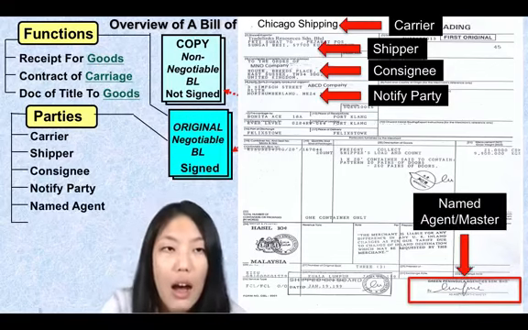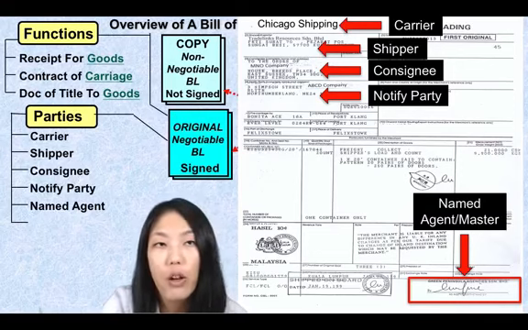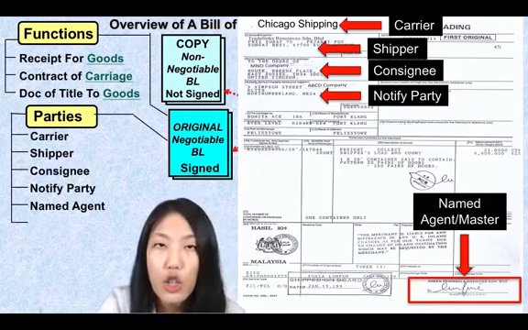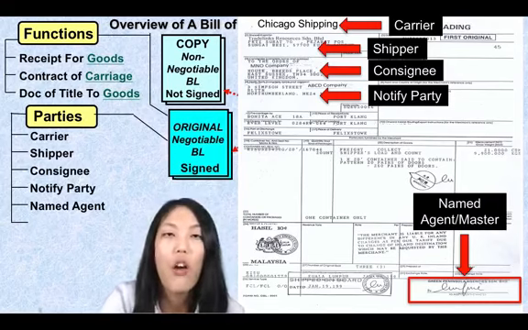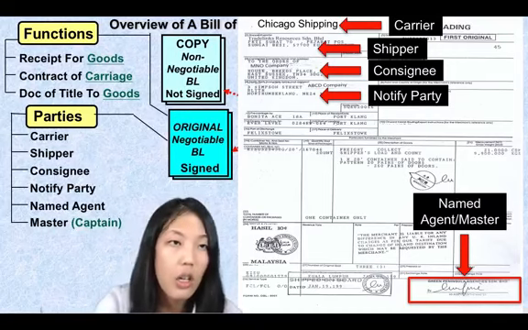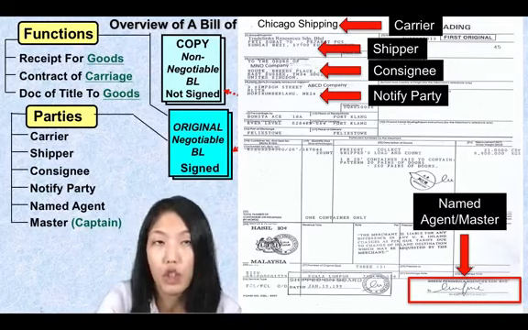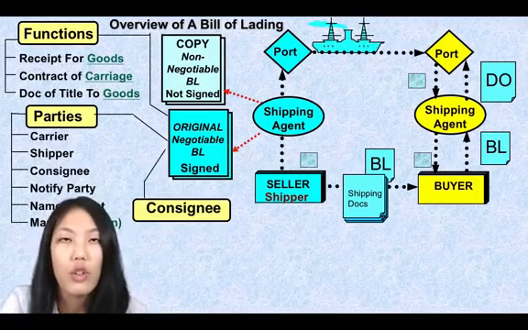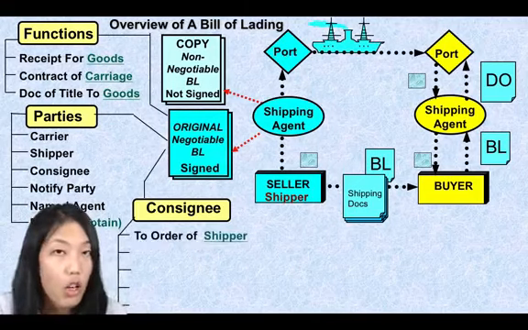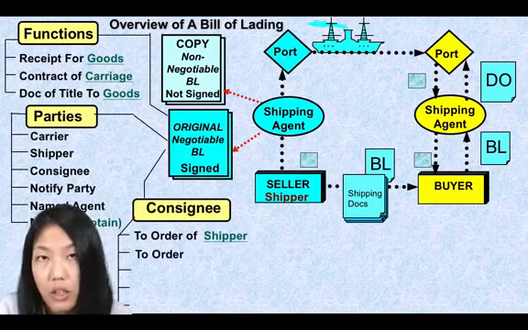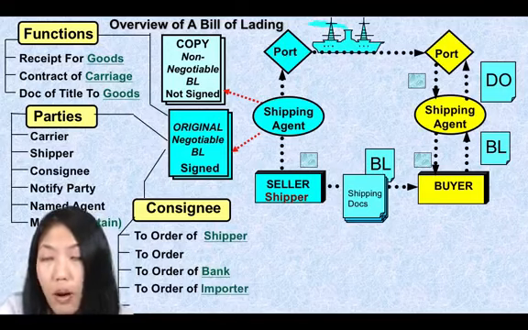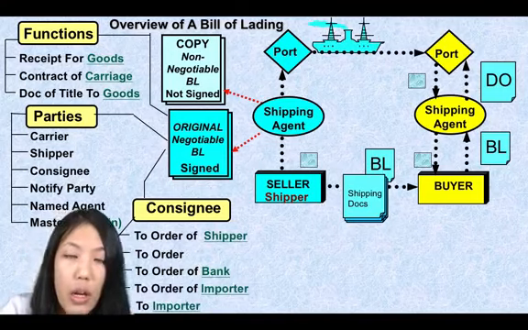Named agent: a licensed agent in a port who transacts the ship's business, such as insurance or documentation for the owner carrier. Master, also known as the captain of the ship. Now we will look at to whom the bill of lading can be consigned: to order of shipper, to order of bank, to order of importer, to importer.